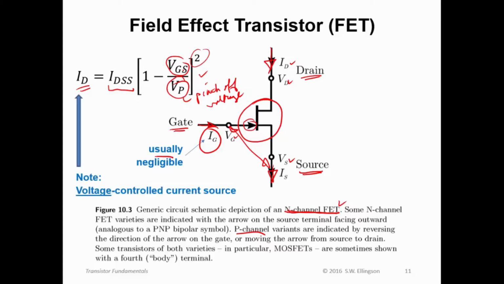So I pointed out that the BJT is essentially a current-controlled current source. Well, the FET is essentially a voltage-controlled current source. Here's the controlling voltage, and here's the resulting current.